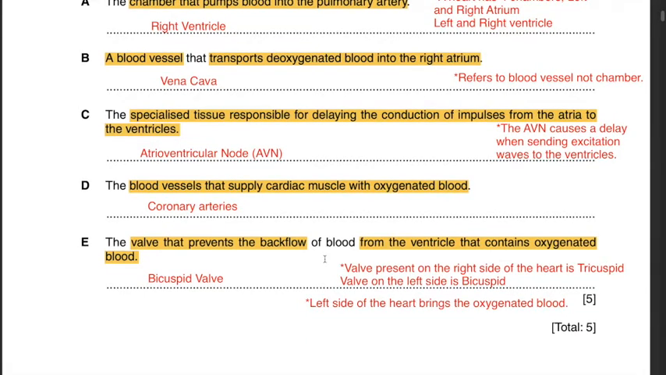And this question refers to the valve that separates the atrium and the ventricle, because preventing the backflow of blood from the ventricle is done by the atrioventricular valves. Preventing the backflow of the blood from the aorta or the pulmonary artery would be the semilunar valves. But this question refers to the atrioventricular valve that is present on the left side of the heart. And the name of that special valve is the bicuspid valve.